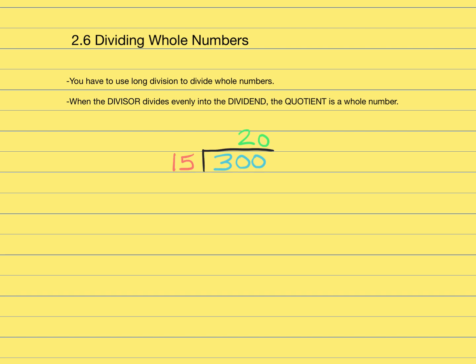So this is my problem that I have. And the way you would read this is 300 divided by 15 equals 20. So let me just label these for you. Please write this down. I'm using these colors this way on purpose.